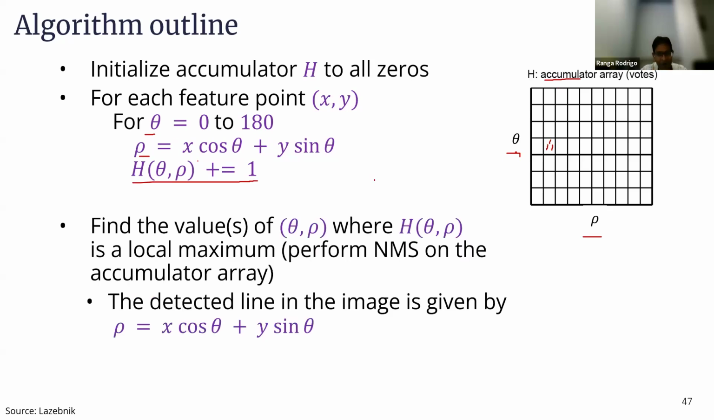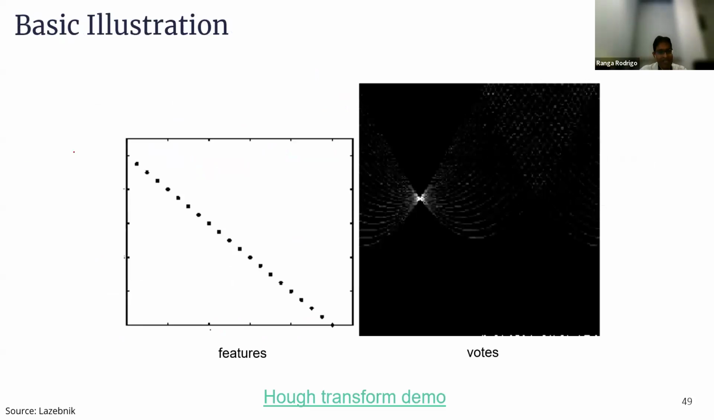Find values of theta and rho where it is a local maximum. Perform non-maximal suppression on the accumulator array. The detected line in the image is then given by rho equals x cos theta plus y sin theta, if we find a particular theta and a particular rho by maximizing this. That's how you do this Hough transform. So you can see, for example, for this kind of a set of points, you have a peak there. So in the Hough space, this is the rho theta space. From that we can estimate the rho value and the theta value. From that we can plot the line. This is the idea of that.